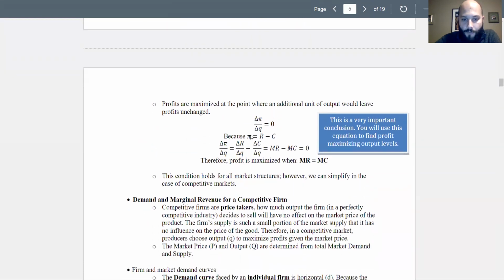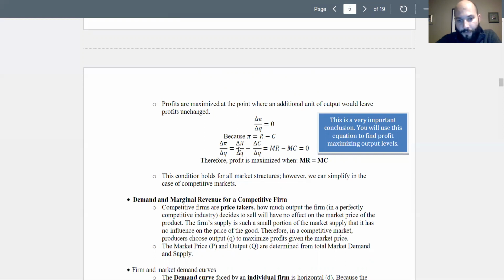Right, so here's our profit function. Profit equals total revenue minus total cost. And we know that the maximum exists at the point where the derivative is equal to 0. So we take the derivative of the profit function with respect to Q, and that gives us the derivative of revenue with respect to Q. How does revenue change when we change Q? Minus how does cost change when we change Q?